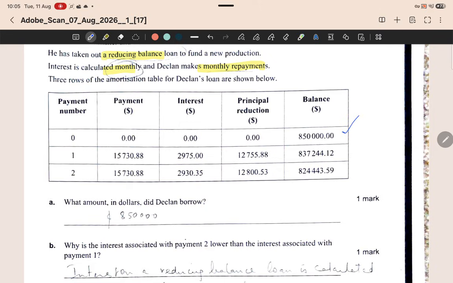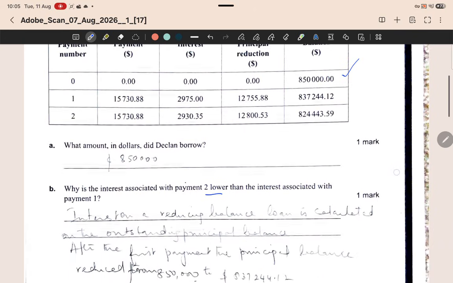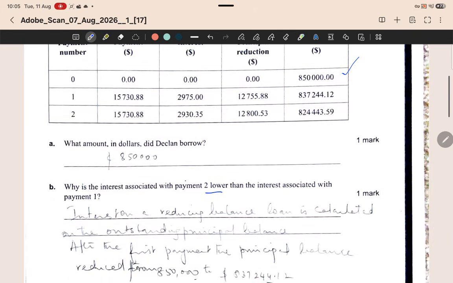Why is the interest associated with payment 2 lower than the interest associated with payment 1? So here you have to talk about the fact that the interest on a reducing balance loan is calculated on the outstanding principal balance, which reduces after every repayment.